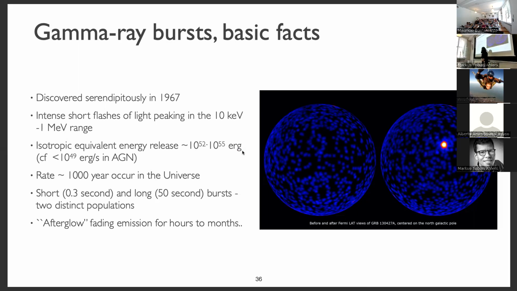And during this time, they release energy up to 10 to the 15 ergs. So compare that to the brightest AGN, which is 10 to the 49 ergs per second. So for a brief time, they are the most powerful gamma ray sources in the sky. So truly remarkable. And in addition to this prompt phase, which is less than a minute, they have fading emission, which goes on for months. And now there have been 3 of these gamma ray bursts that have also been seen as TeV gamma ray sources.